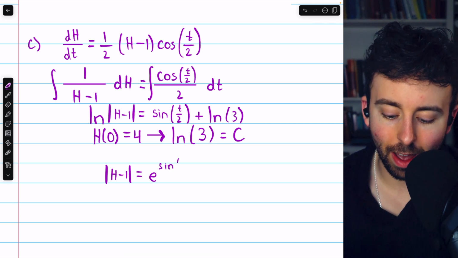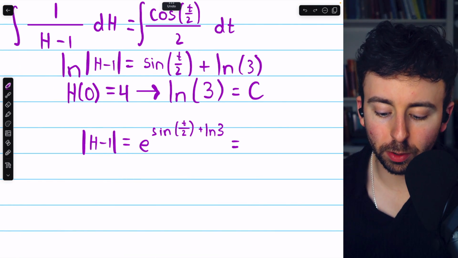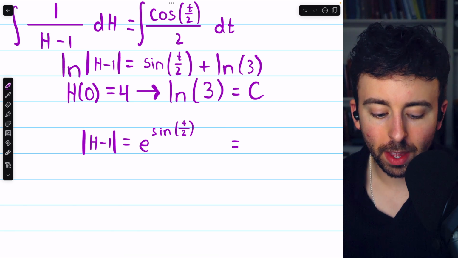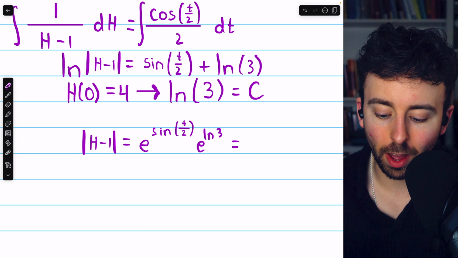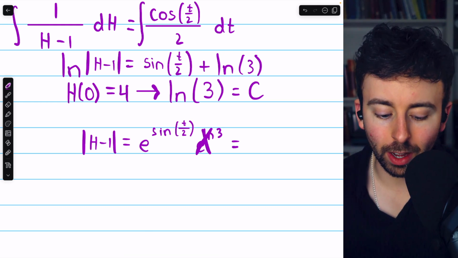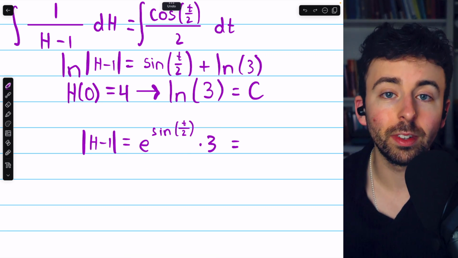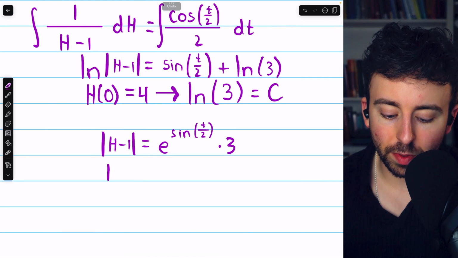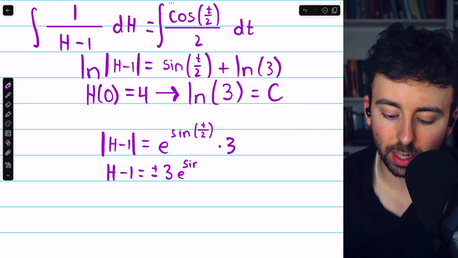So e to the sine of t over 2 plus the natural log of 3. But by our exponent rules, e to the sine of t over 2 plus the natural log of 3 is the same as e to the sine of t over 2 times e to the natural log of 3. But e to the natural log of 3, of course, is just 3 because e and ln cancel out. So this is just e to the sine of t over 2 times 3. So then, to get rid of the absolute value, we could say that h minus 1 equals plus or minus 3 times e to the sine of t over 2.